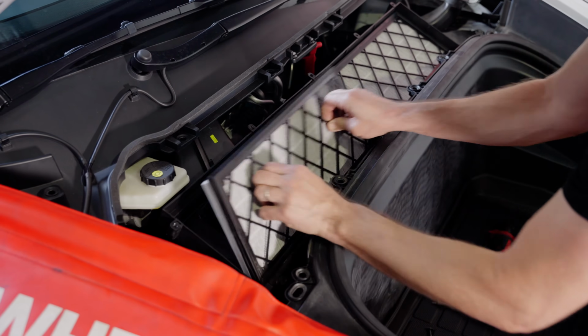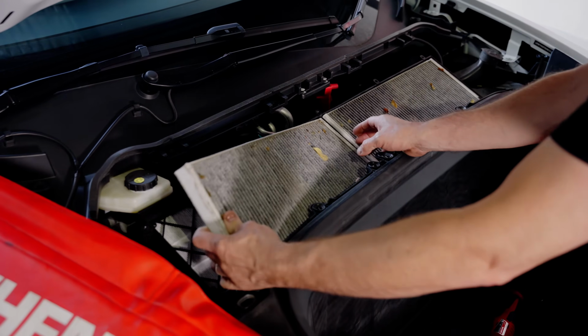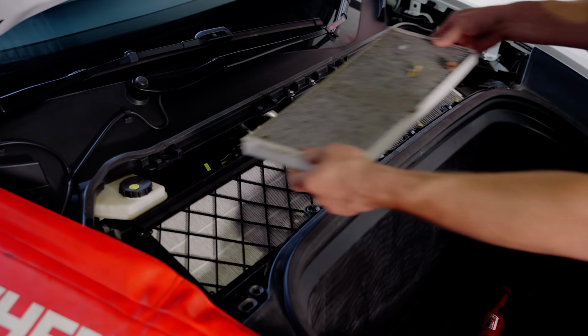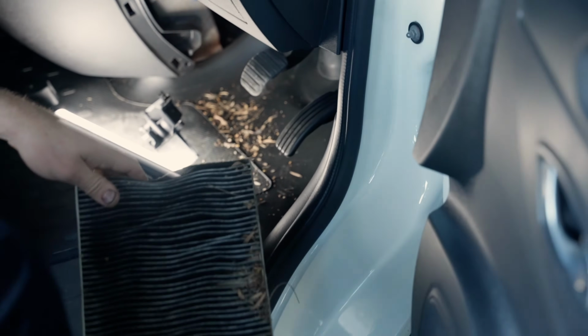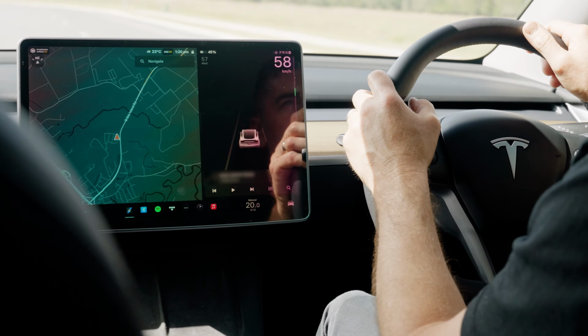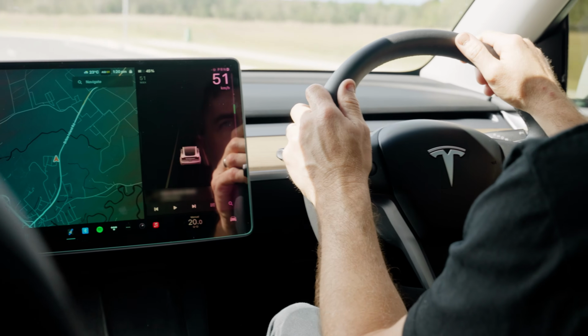When it comes to your Tesla Model Y's maintenance, you might be overlooking the cabin air filters. Over time, your cabin air filters can become clogged with dirt, dust, pollen, and other pollutants, leading to poor in-cabin air quality and extra strain being put on your Tesla's air conditioning system.